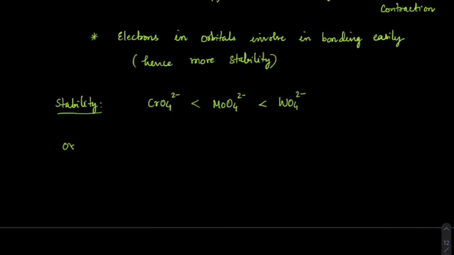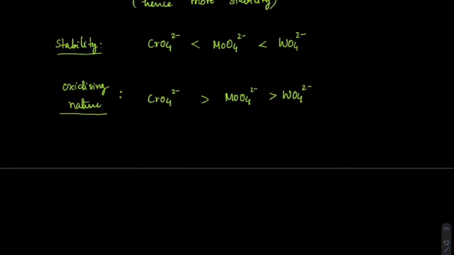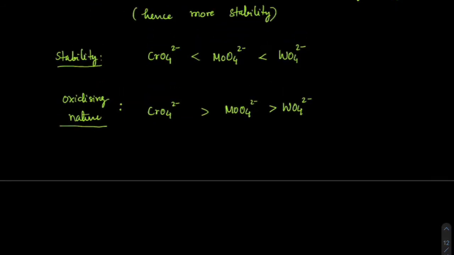Which brings us to the idea of oxidizing nature. Since chromium is unstable, it would get easily reduced. So CrO4 2- would be more oxidizing compared to MoO4 2- and WO4 2-. Tungsten O4 2- is very stable in that case. Okay. Similar example can be seen here.